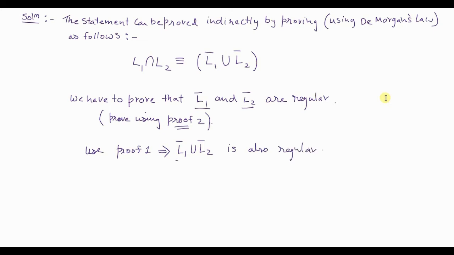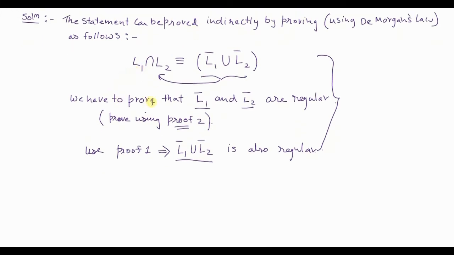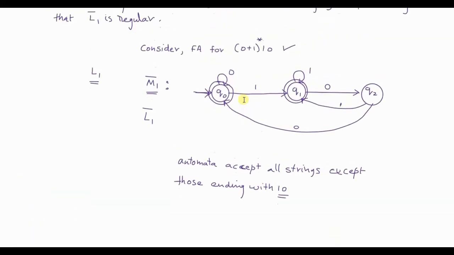And once we prove that L1 bar union L2 bar is regular, it is equivalent to saying that L1 intersection L2 is regular. So this is basically a skeleton that a student should follow in order to prove this indirect kind of proof. So first, L1 intersection L2 using De Morgan's law can be written in an equivalent way, that is L1 bar union L2 bar. Now we are already told that L1 and L2 are regular, so we will have to separately prove first L1 bar and then L2 bar, that they are regular.